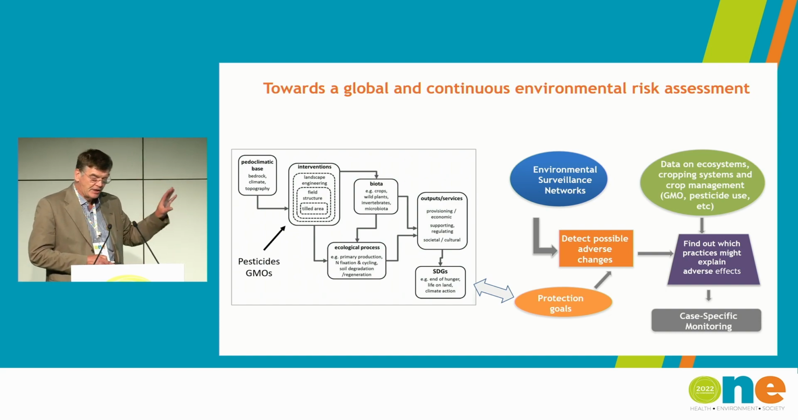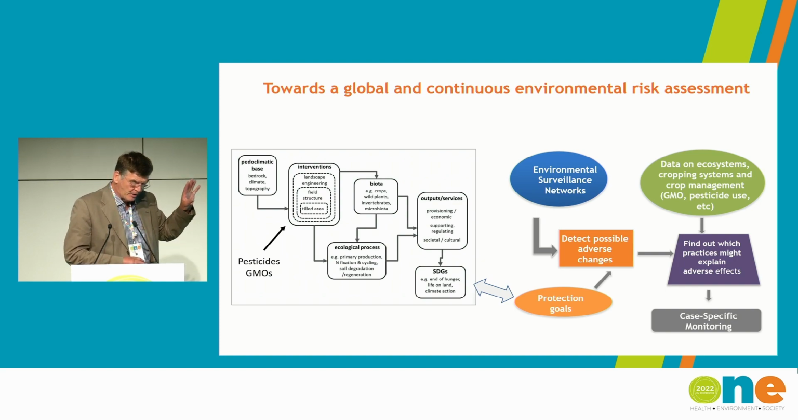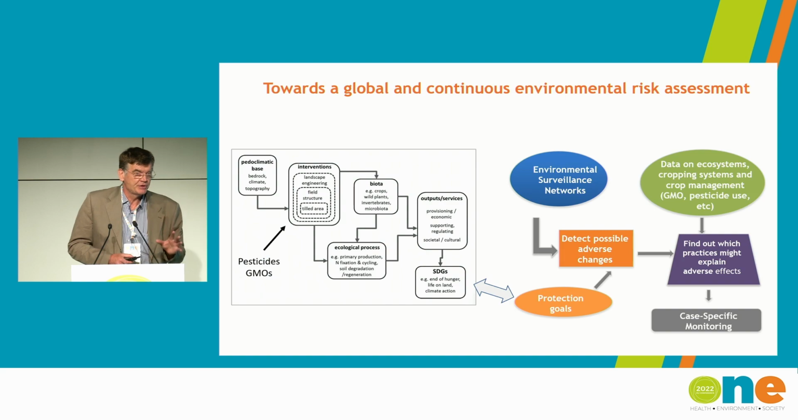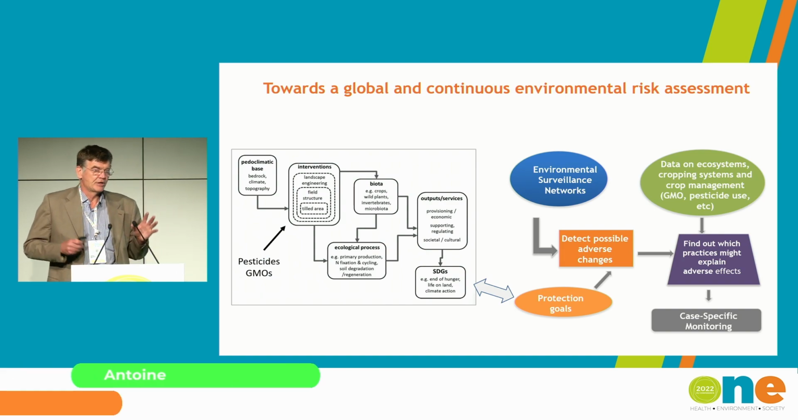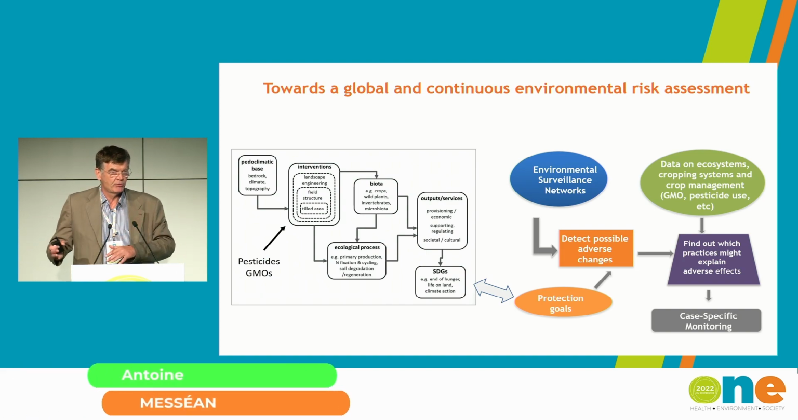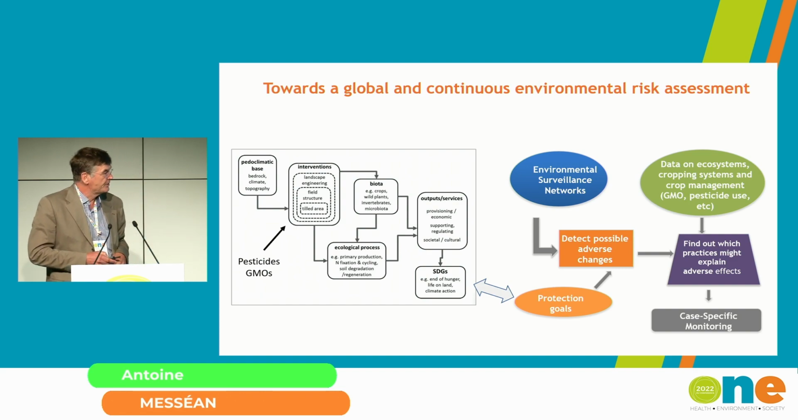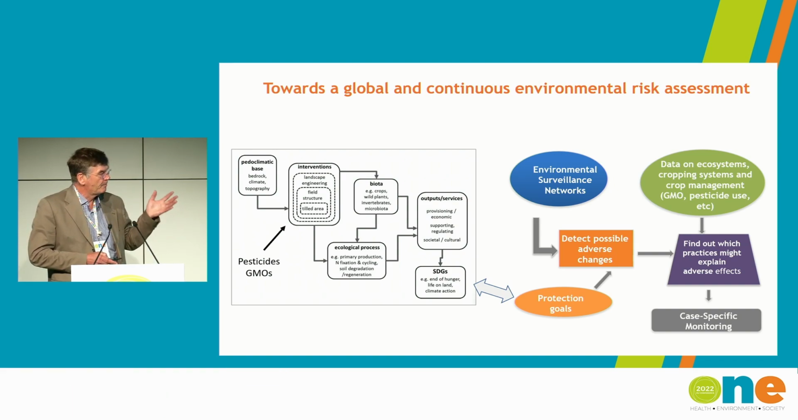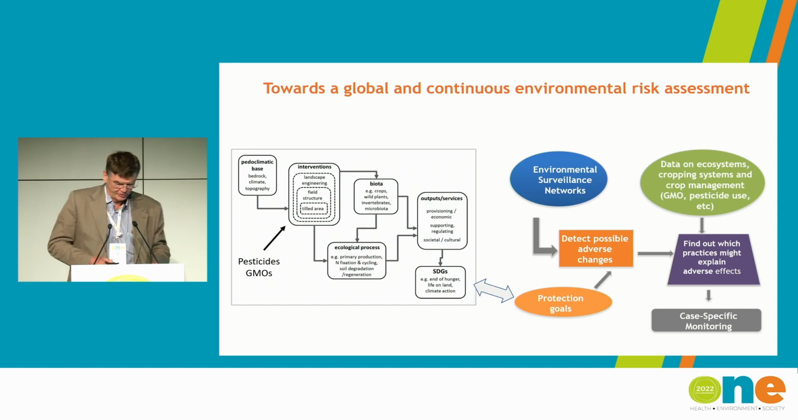Of course, this kind of framework would need changes in policy, in regulations to adapt. For example, the pesticide and the GM regulations are still quite separated, while we see that it's not possible to separate them. And of course, from the scientific point of view, we still have to develop tools to make this kind of framework operational. Thank you for your attention.